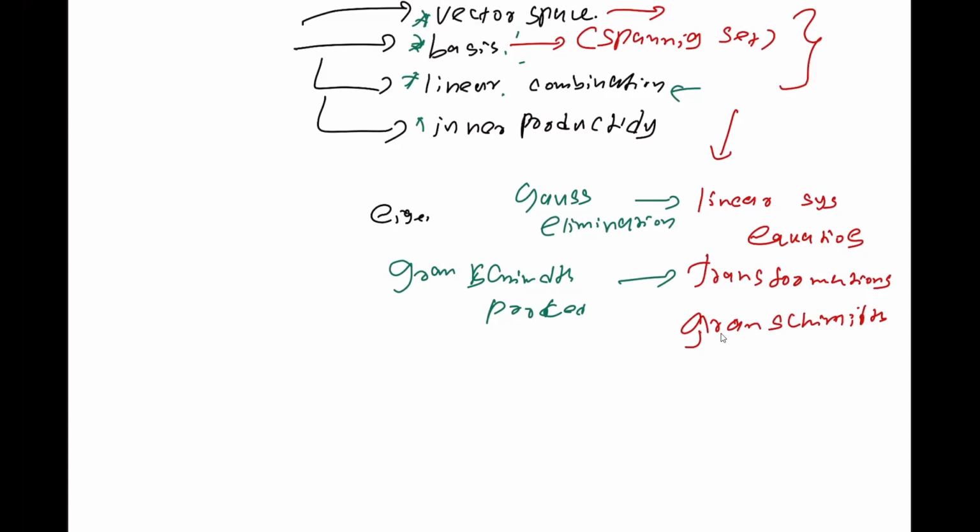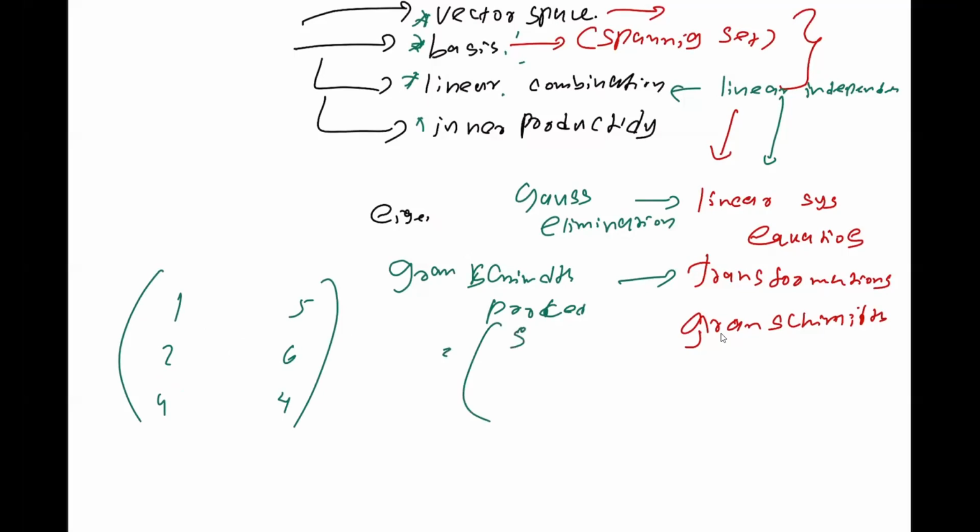Those are the four things you need to know. First, before starting with vector space, the concept of the basis, what is the linear combination, and the linear independence. Linear independence, you have to check. You can check linear independence as a linear set of equations. Let's say you have some vectors, 1, 2, 4 and 5, 6, 4, these two vectors, and you have another vector, 5, 6, 2. You need to know whether these three vectors are linearly independent.